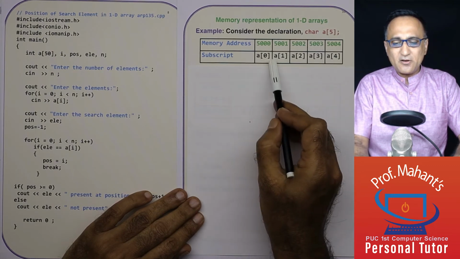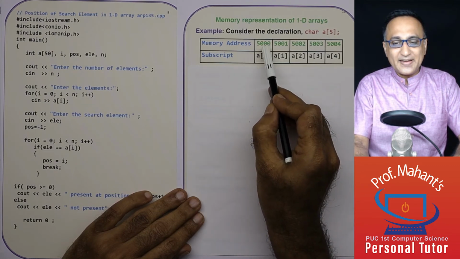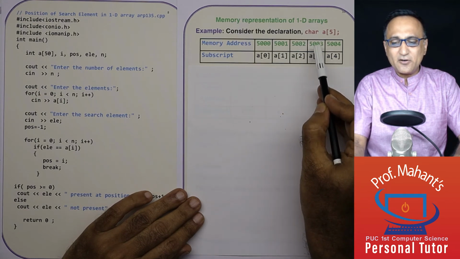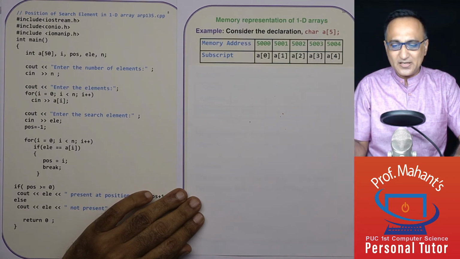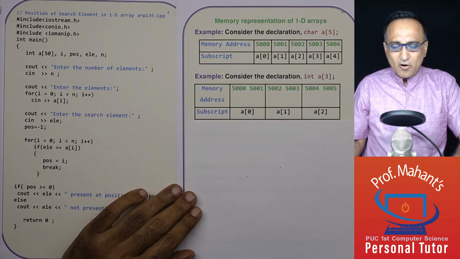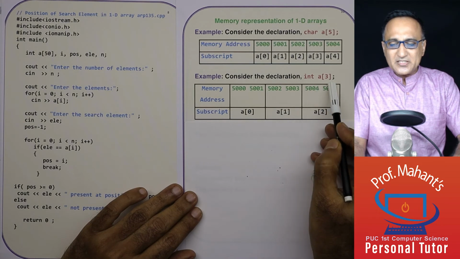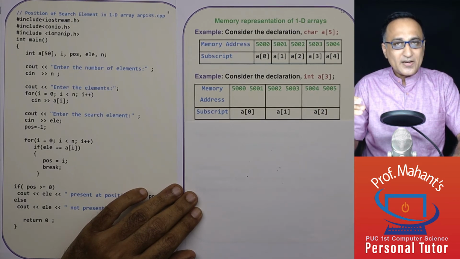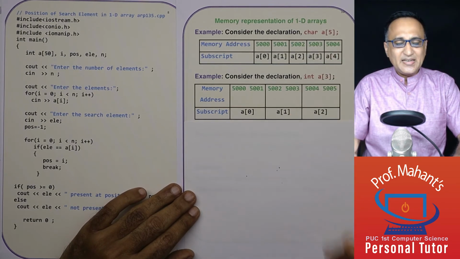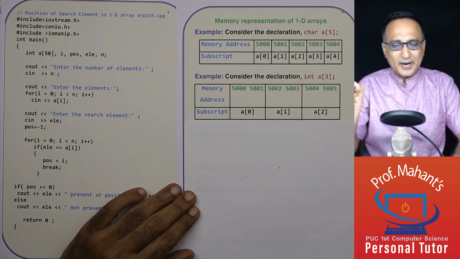So subscript A of 0 will give you the content of address 5000. Subscript A of 3 will give you the content of address 5003. Now let us come to an example of declaring an int array with capacity only 3. We all are aware integers occupy anywhere between 2 to 4 bytes depending on the machine. On most machines it happens to be 4 bytes. But let us assume in our example machine each integer occupies 2 bytes.